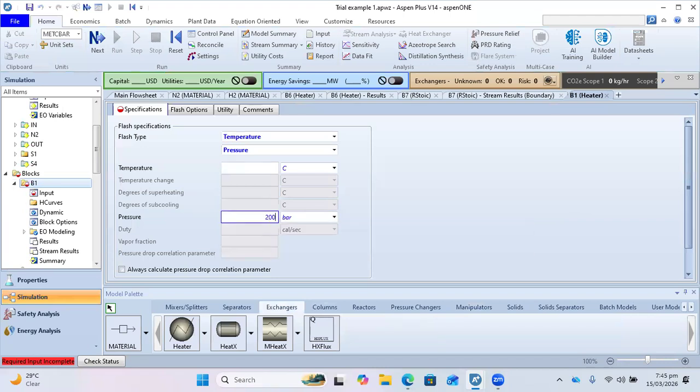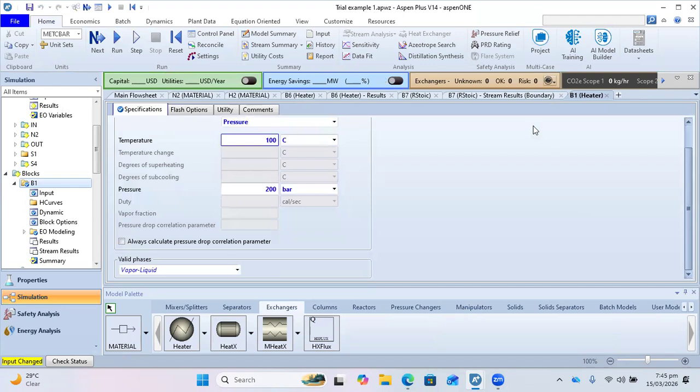The pressure is supposed to be 200, but that one isn't changing. And you can guess the temperature. So let's say 100 degrees Celsius. So you are going to do this iteratively, and then you can now be checking how much ammonia has become liquid, how much is still vapor, and all of those things.